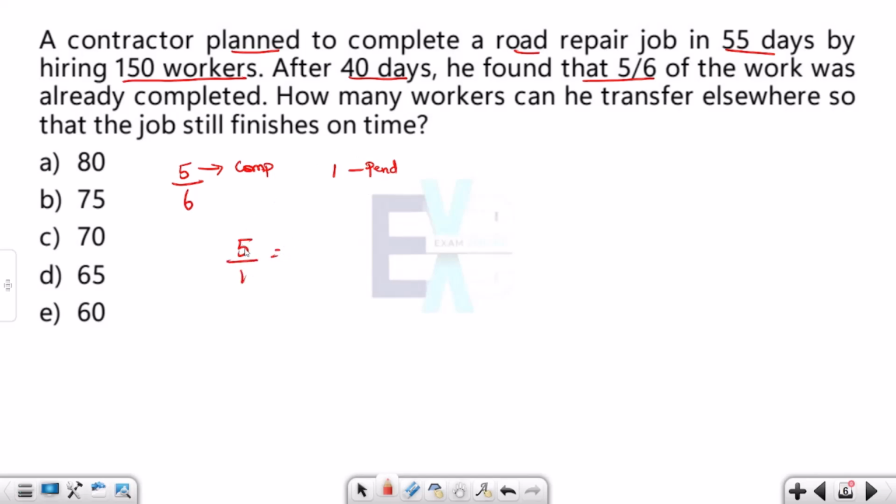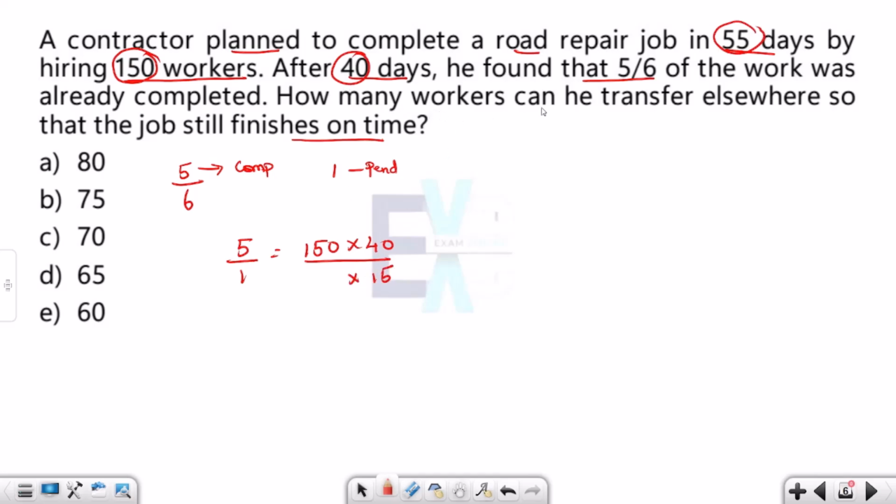Now who will be completing this 5 work? So 150 workers. So 150 workers completed the 5 work in how many days? 40 days. So into 40. Now this remaining work has to be done by whom? They want to complete the work on time, that is 55 days. In that 55 days, already 40 days are gone. So the remaining 15 days are pending.